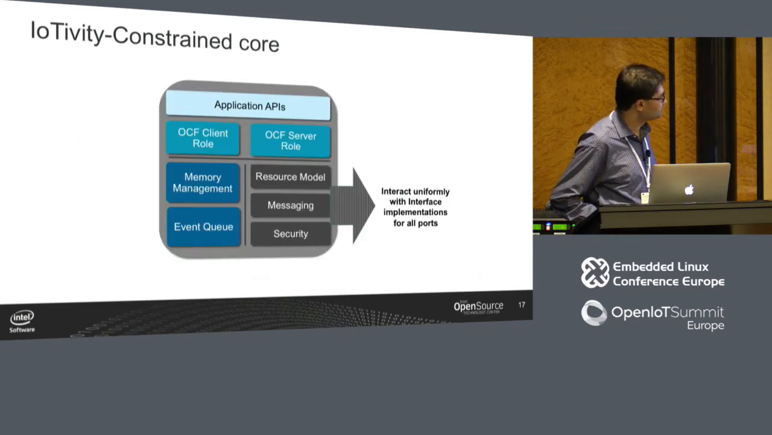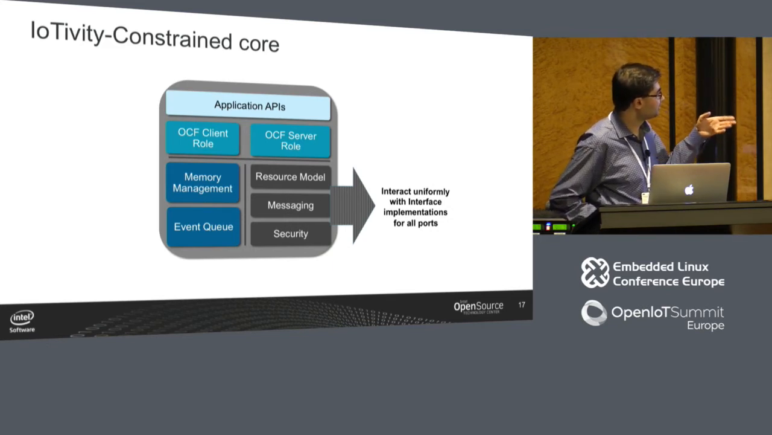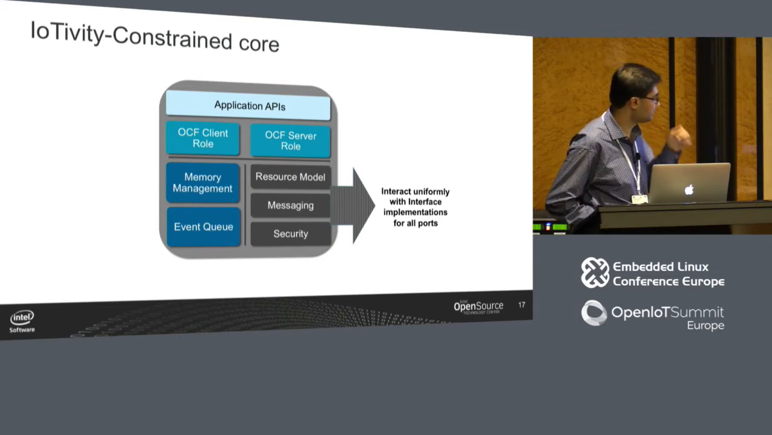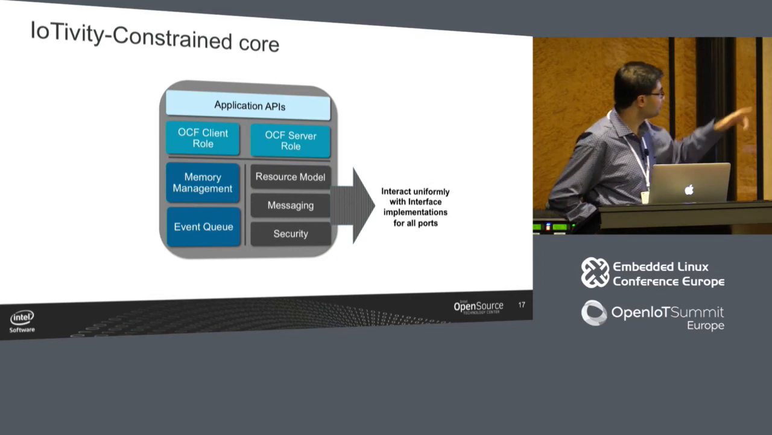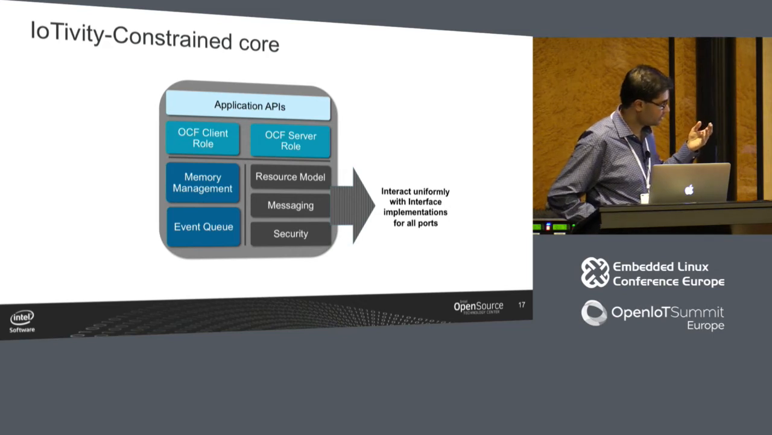So this box illustrates the constituent blocks of the core framework, which is essentially like zooming into the gray box from the previous slide. To the right are blocks that handle the OCF resource model, protocol, and security flows. And they interact uniformly with various platform-specific functionalities on different environments via the abstract interfaces. The blocks to the left serve more horizontal functions and deal with managing memory pools as well as the execution.